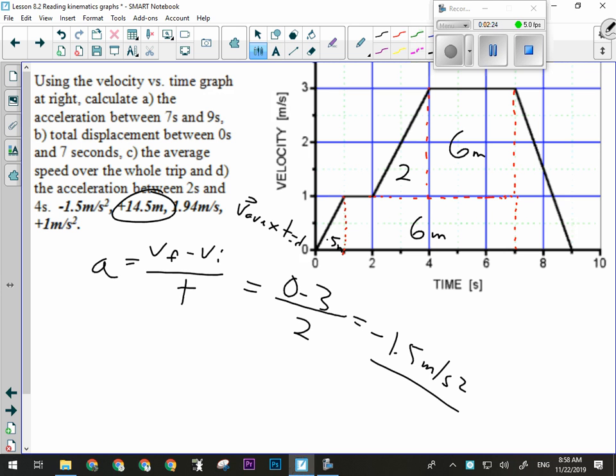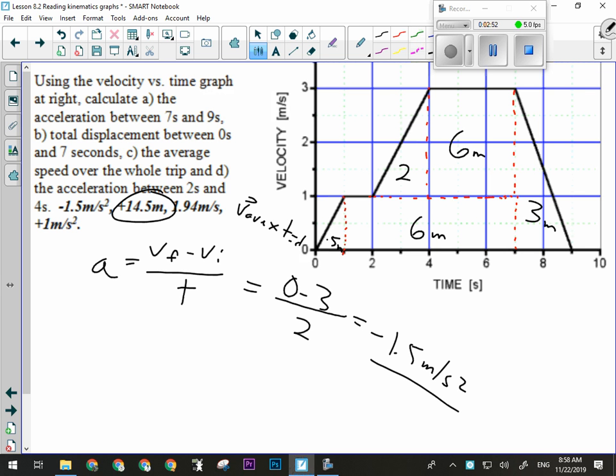Okay. Now, average speed over the whole trip means I have one more shape that I have to find the area of, because during this last 2 seconds, the object changes its velocity from 3 to 0, so the average velocity would be 1.5, times 2 seconds, so that'll be 3 meters. Everybody all right with that?